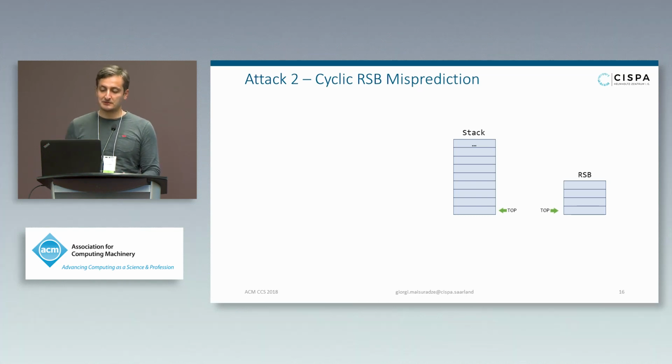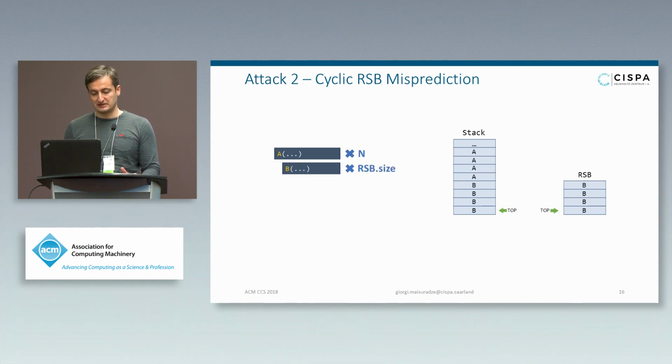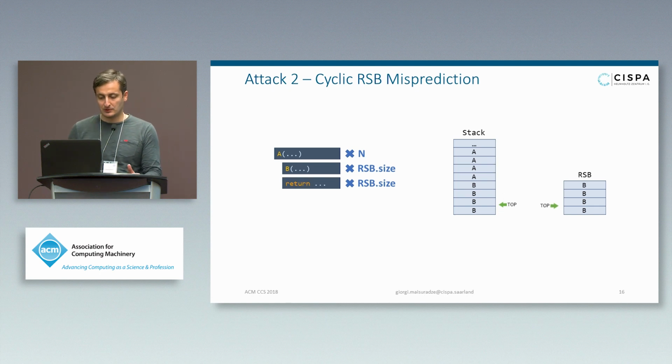So if we assume that we have the following stack and RSP, and we have functions A and B, if we call function A recursively n times, and then we call function B recursively 4 times, here we assume that 4 is the size of the RSP. This means that in the RSP we now have only B's as address predictions. And now if we return 4 times from function B, the real stack pointer will be pointing to function A. However, the RSP will contain B's as the predicted addresses.